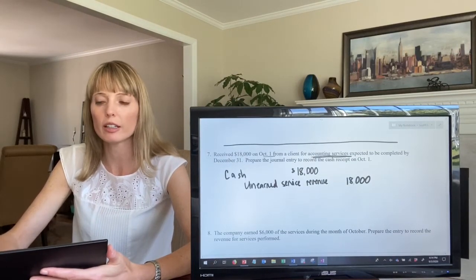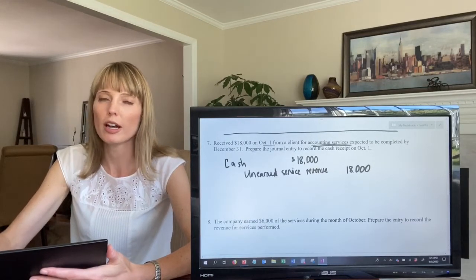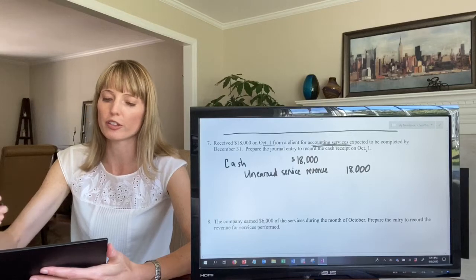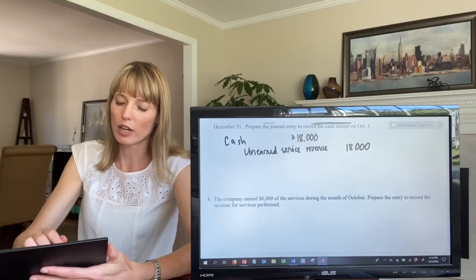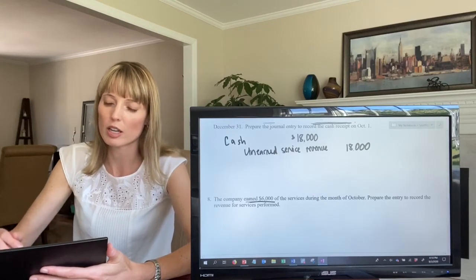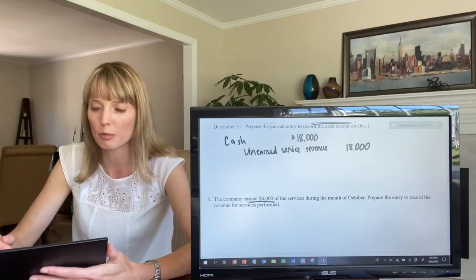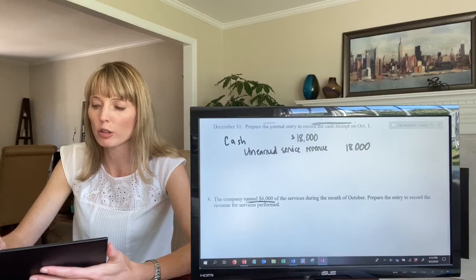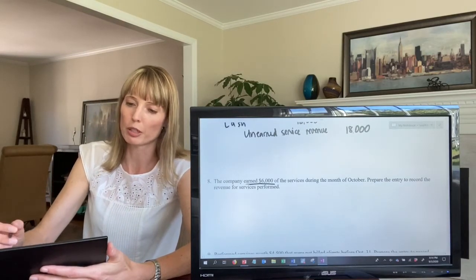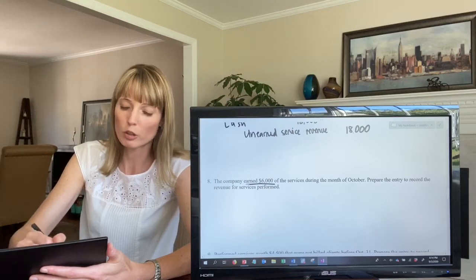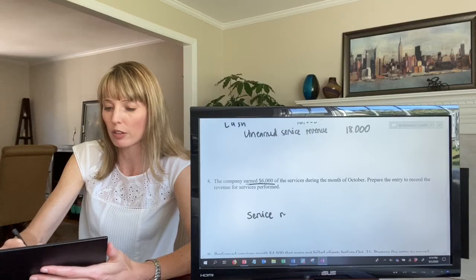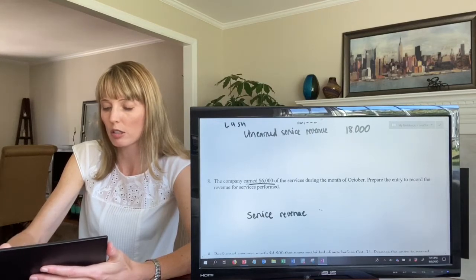So that is the basic transaction. What is the related adjusting entry? Well, time passes from October 1st all the way through October 31st. And at the end of the month, the company has earned 1/3 or $6,000 of those services during the month of October. We need to record the entry for the revenue that has been earned during the month of October. So what do we need to do? We need to record service revenue, and we do that with a credit to service revenue for the $6,000.